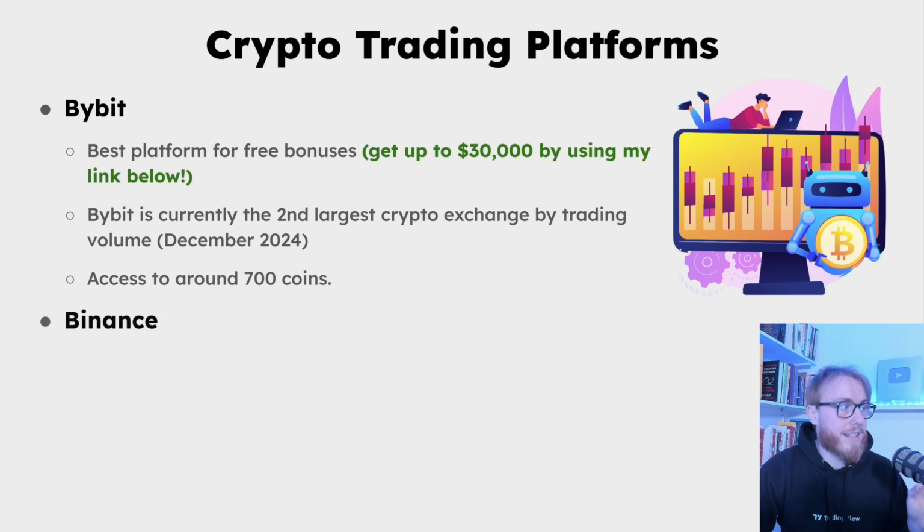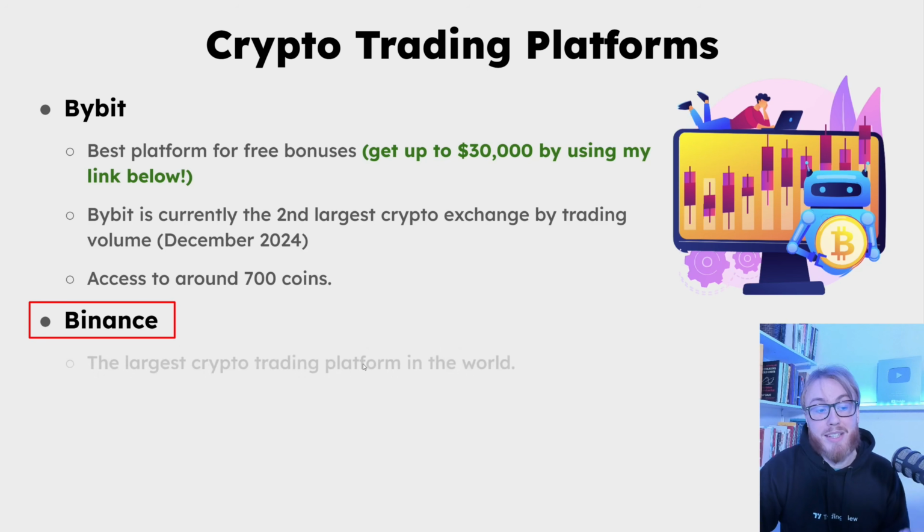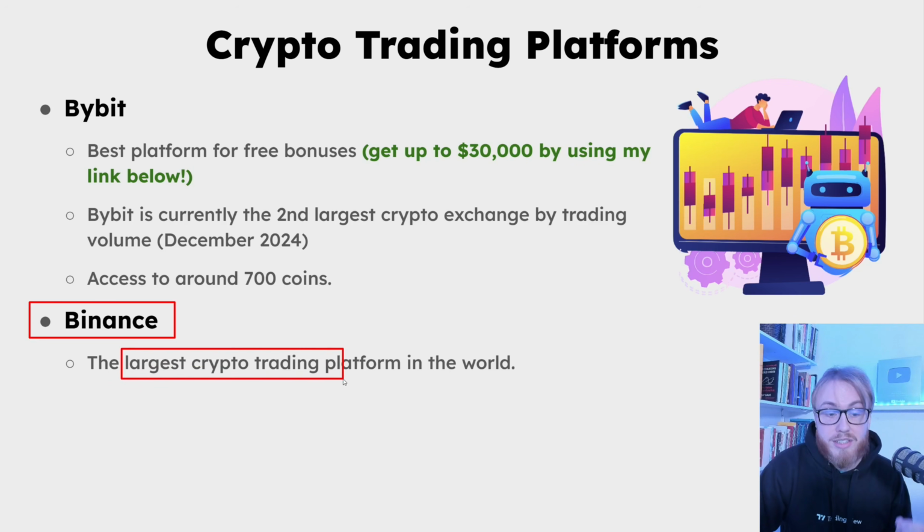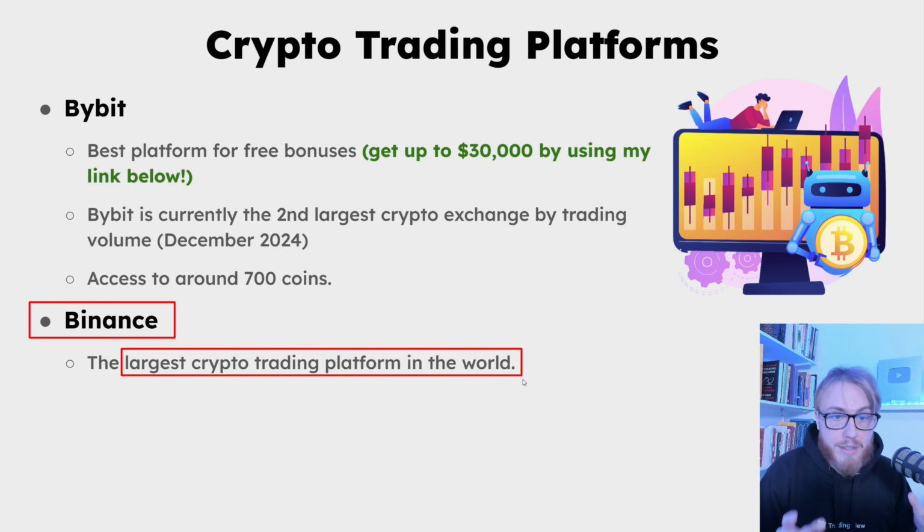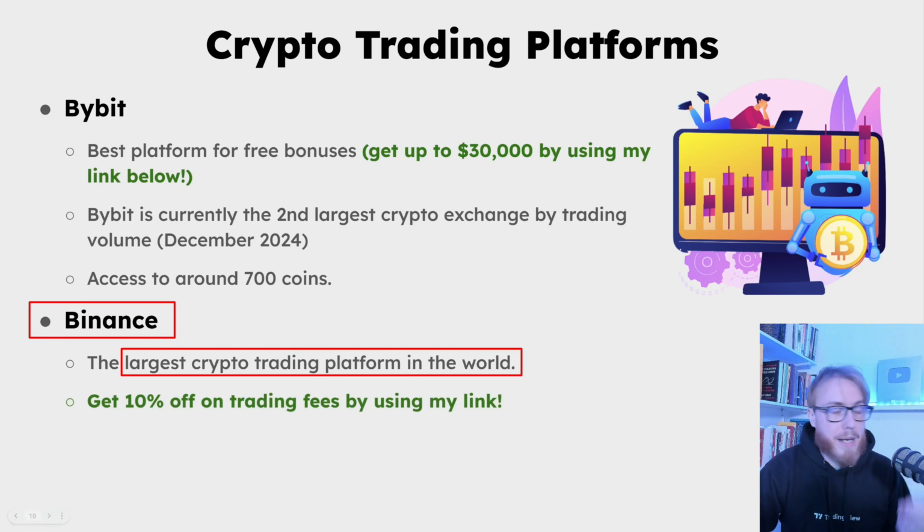But now the next option I want to talk about is called Binance. If you are in the crypto space, you have probably heard about Binance. The reason I'm recommending Binance here is because it's simply the largest crypto trading platform in the world. It's a very large exchange, very trusted exchange also. So if you want a very safe alternative, you can definitely check out Binance.